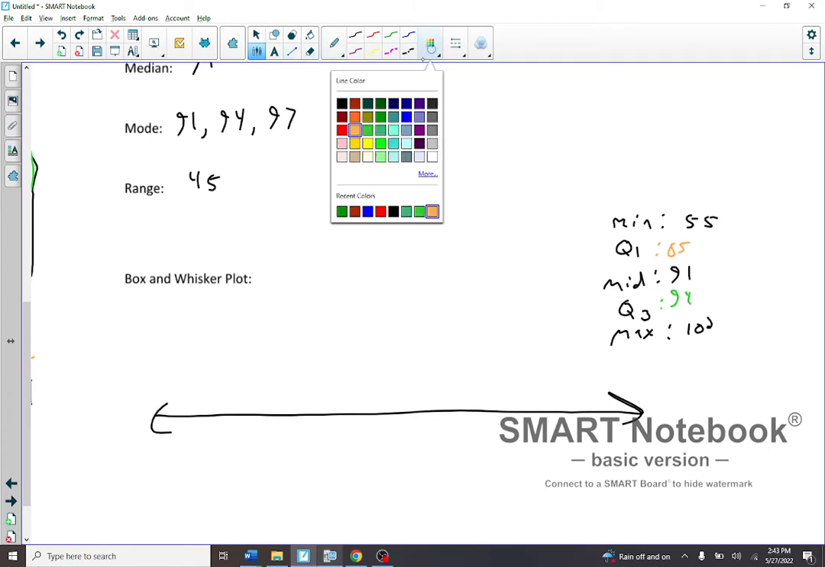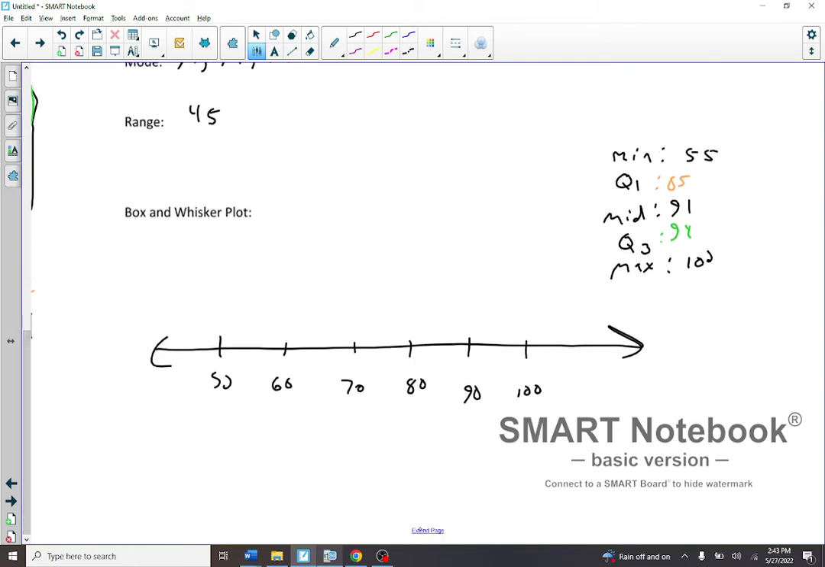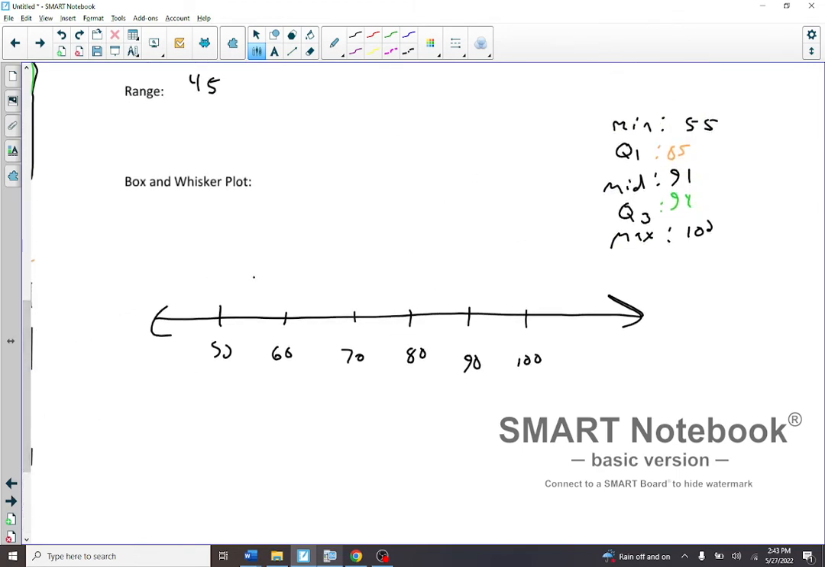Okay. For this one, make your number line pretty clear. Since I go from 55 to 100, I'll go 50, 60, 70, 80, 90, 100. So 55, I'm going to have a dot here. 85, I'm going to have a dot here. 91 here. 94 here. And 100 here. The outside parts are the whiskers. The inside parts are the boxes. That's your box and whisker plot.